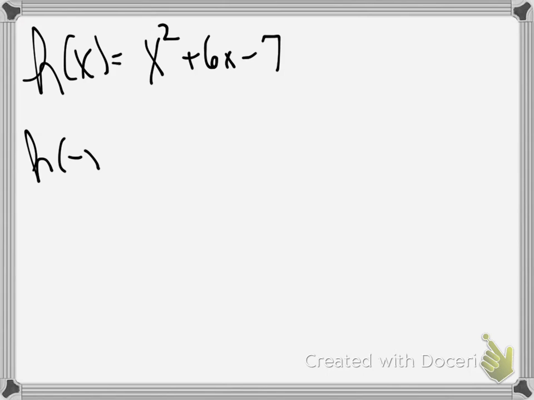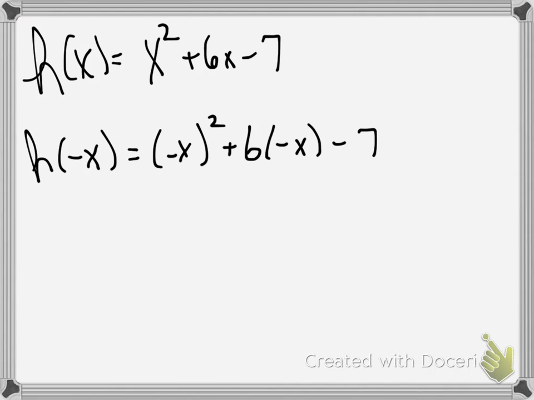Let's do h of x. Let's define this one to be x squared plus 6x minus 7. Let's check and see if that's even or odd. So let's take h of negative x and see what we get. Negative x quantity squared plus 6 times negative x minus 7. Negative x quantity squared stays positive, so that becomes x squared. 6 times negative x becomes negative 6x, and then the minus 7 continues. So that's h of negative x.